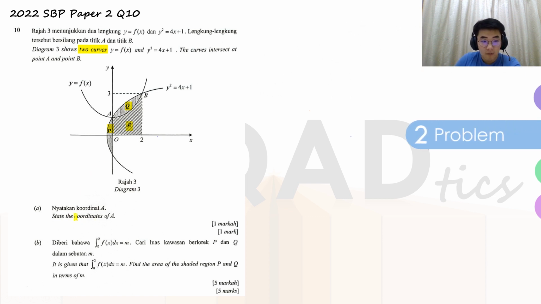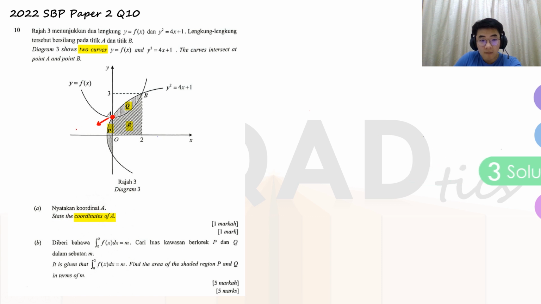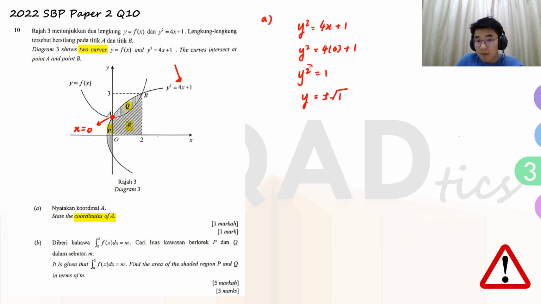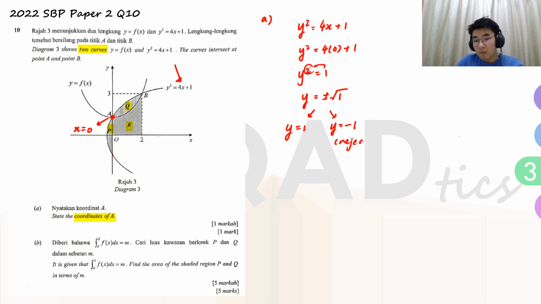In part A, they're telling us to find the coordinates of A, and point A is the y-intercept of these two curves. For every y-intercept, the x-coordinate is 0, so we can substitute this value in here. Once we substitute, we find there are two answers for y, because when we move the square to the other side, it produces a positive and a negative answer. So y equals 1 and y equals minus 1. Since point A is above the x-axis, we need to reject this value. But this value is actually another intercept of this curve, which is here, so we found its value, which is negative 1.